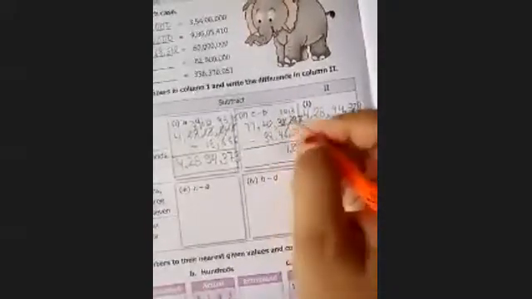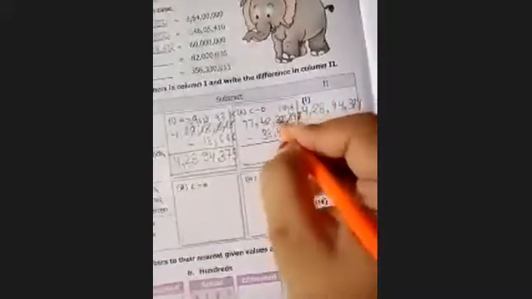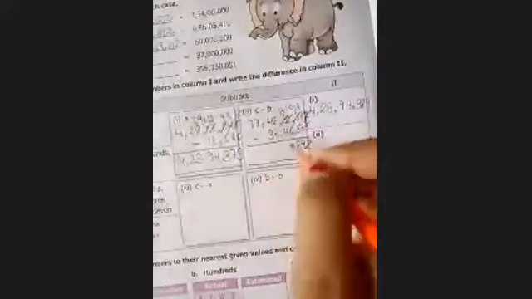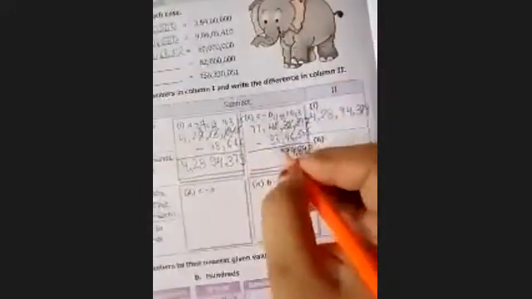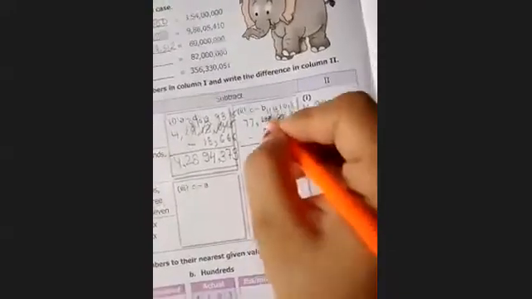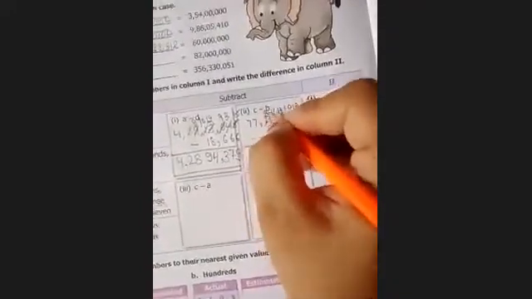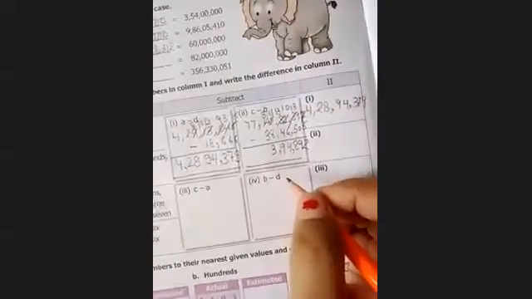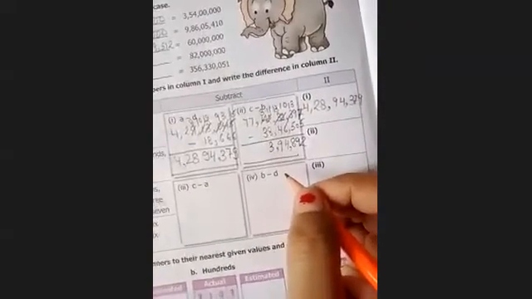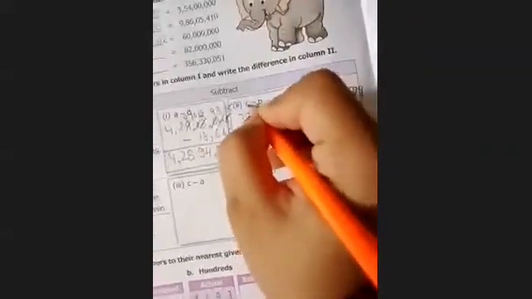Now it is 3. 3 minus 4 we cannot do. We will take the carry. 13 minus 4 is 9. It is 1. 11 minus 8 is 3. It is 3. 13 minus 8 is 5. Now it is 6.